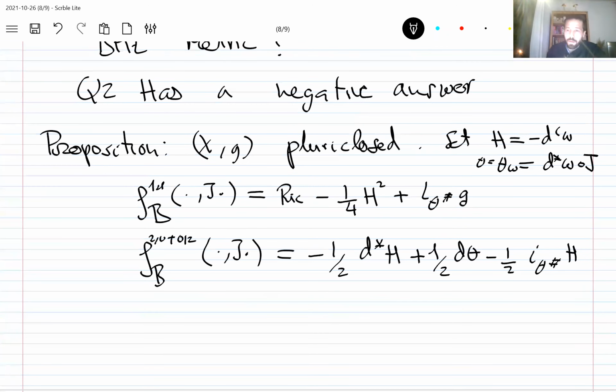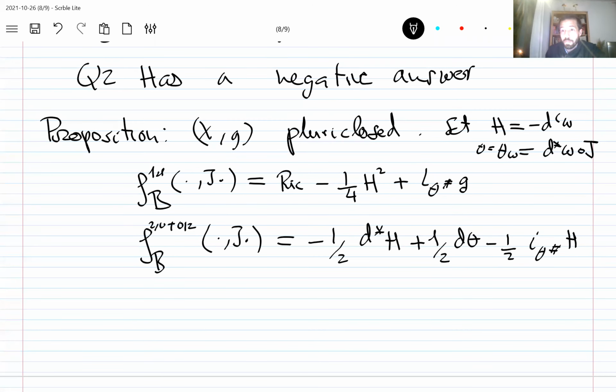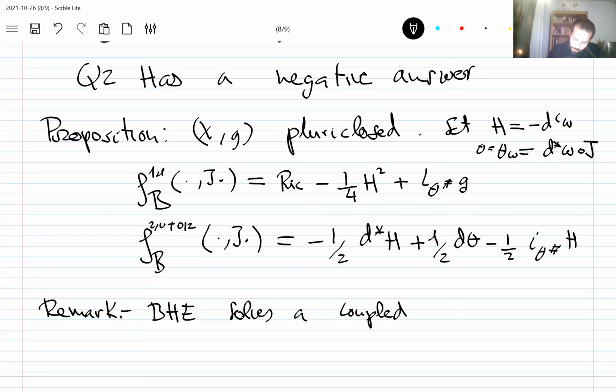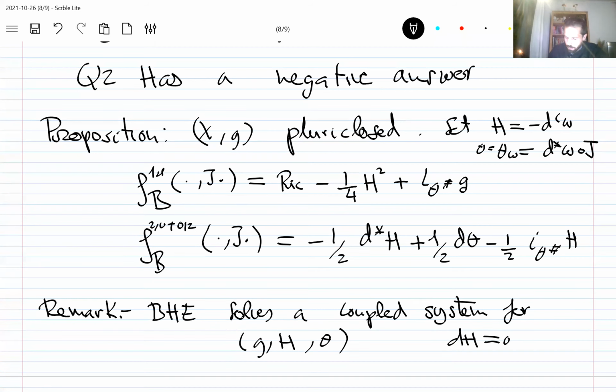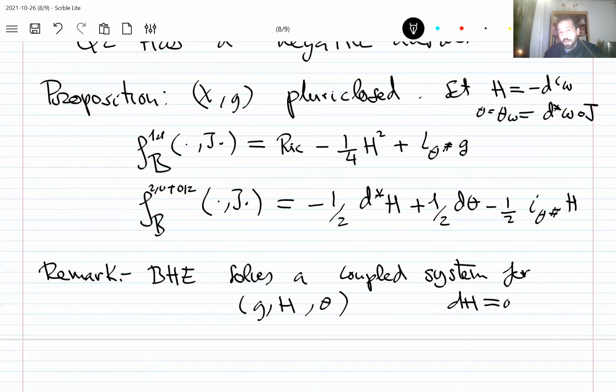So the first thing we observe about this Bismut Hermite-Einstein equation is that Bismut Hermite-Einstein solves a coupled system for a triple given by a metric, a closed three-form, and a one-form, given by these two equations equal to 0.